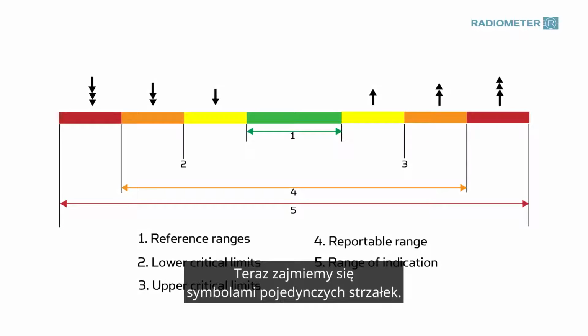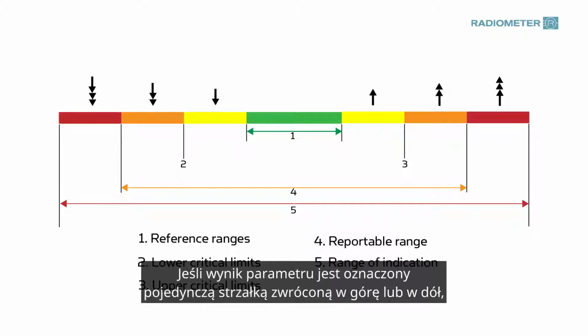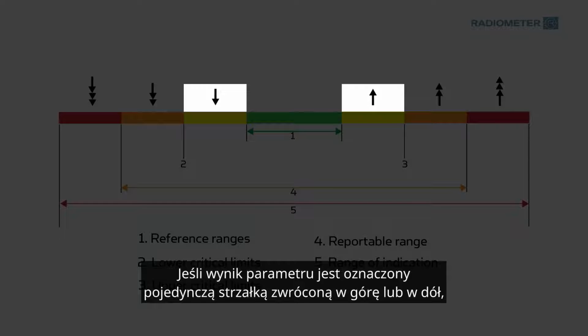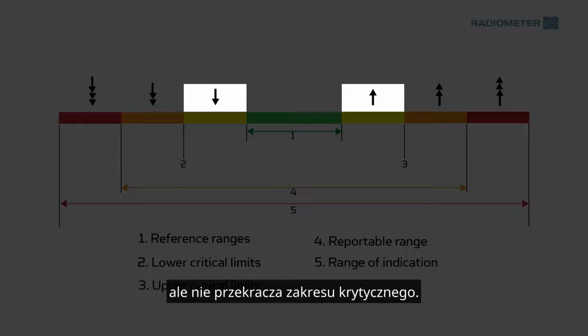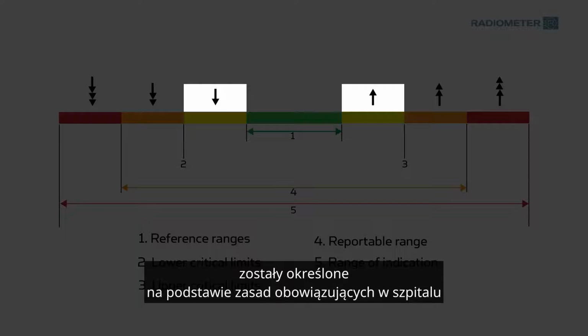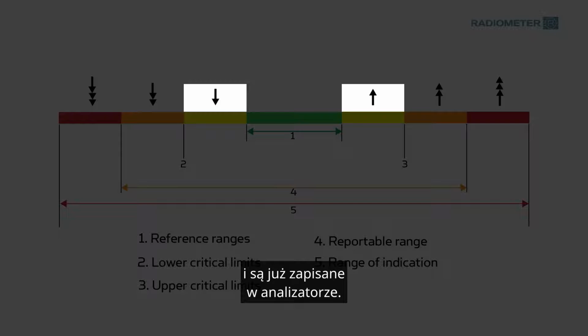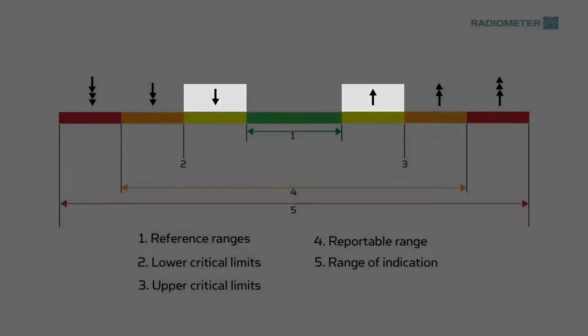Next, we will cover the single arrow symbols. If a parameter result is marked with a single arrow pointing up or down, the value of the result is outside the reference range, but within the critical range. Reference and critical ranges have been established by your hospital's policy and are already stored into the analyzer.